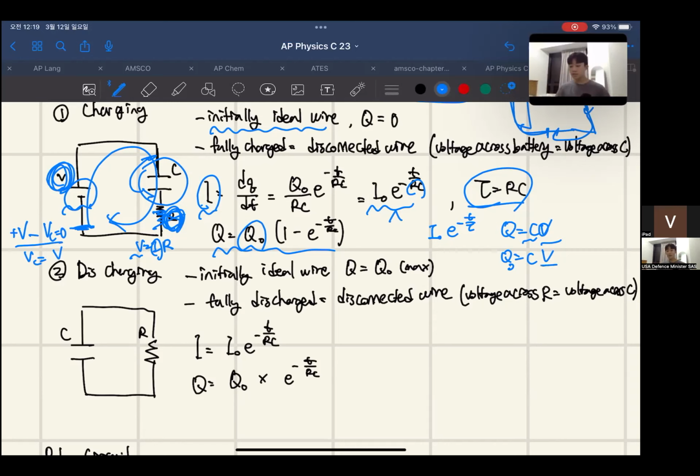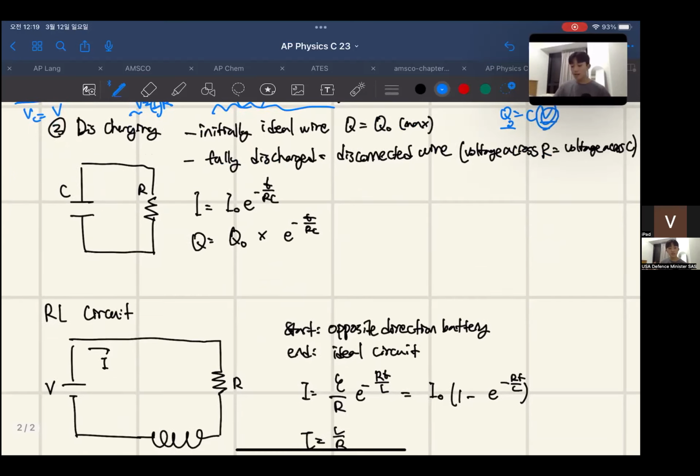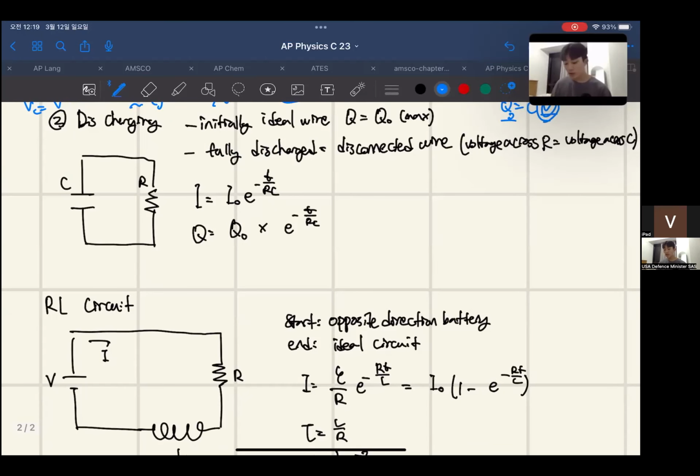So again, for this V over here, in Q0 equals CV, you can use the voltage of your battery. And for C, again, it's going to be given from your problem. So you can calculate Q0, or the maximum charge that can be stored in your capacitor. Now let's move on to the next part, which is discharging. Well, for discharging, everything is literally the same.